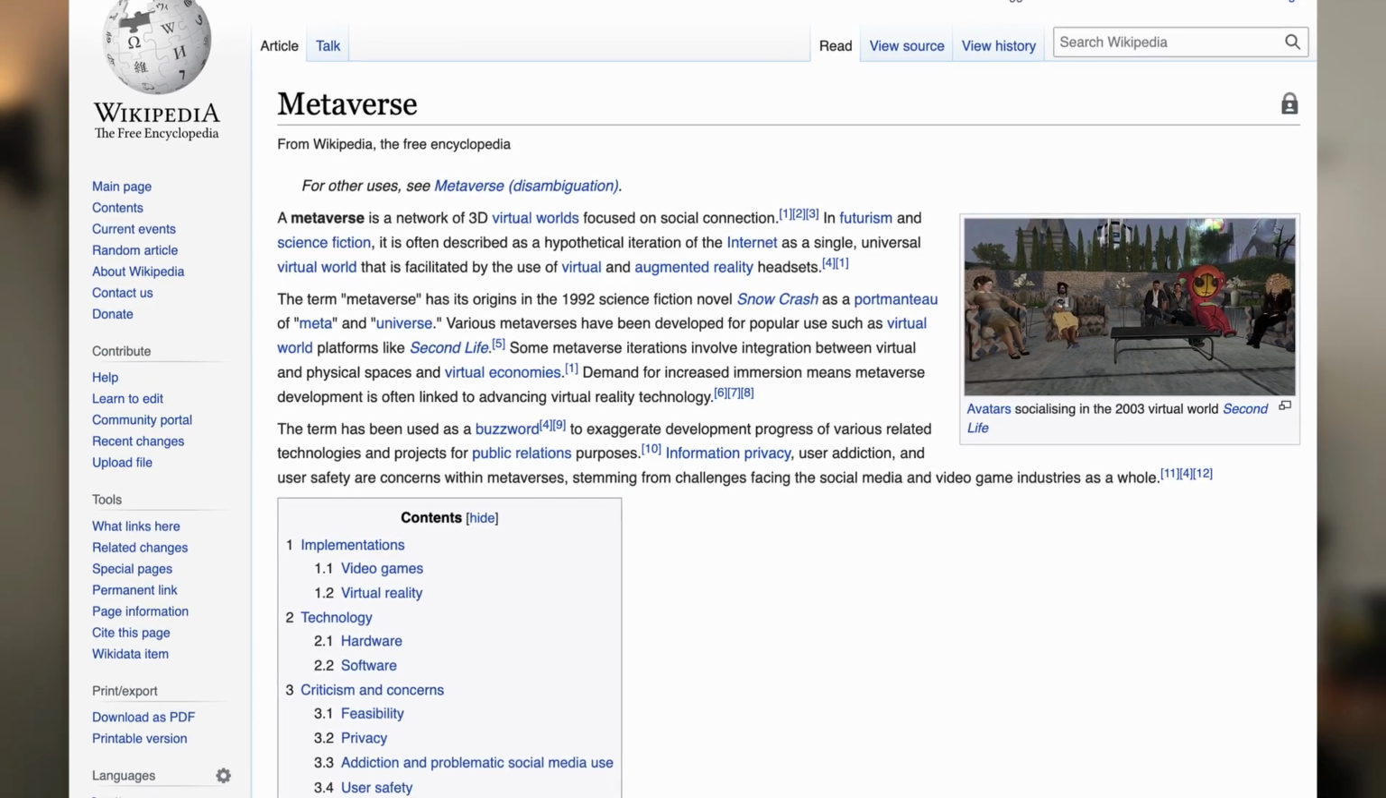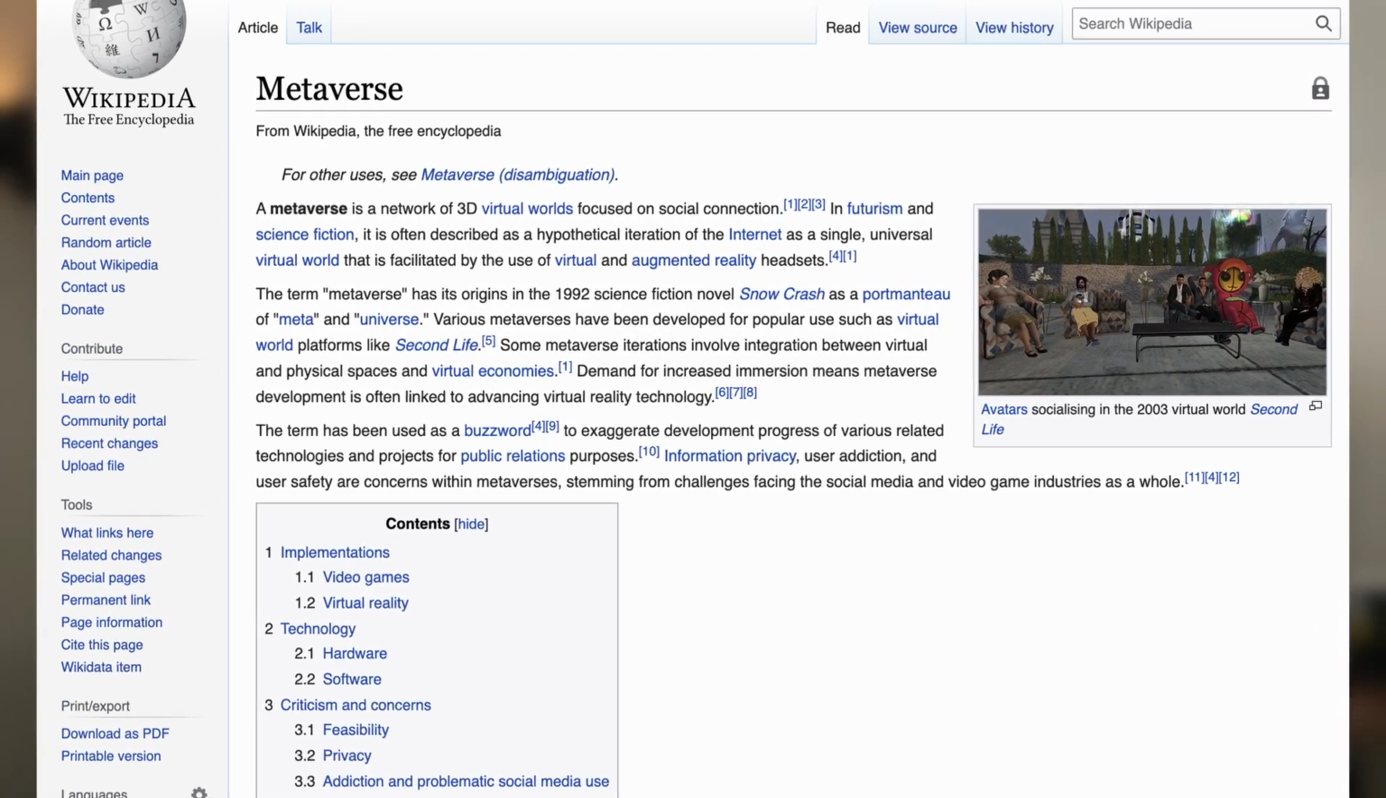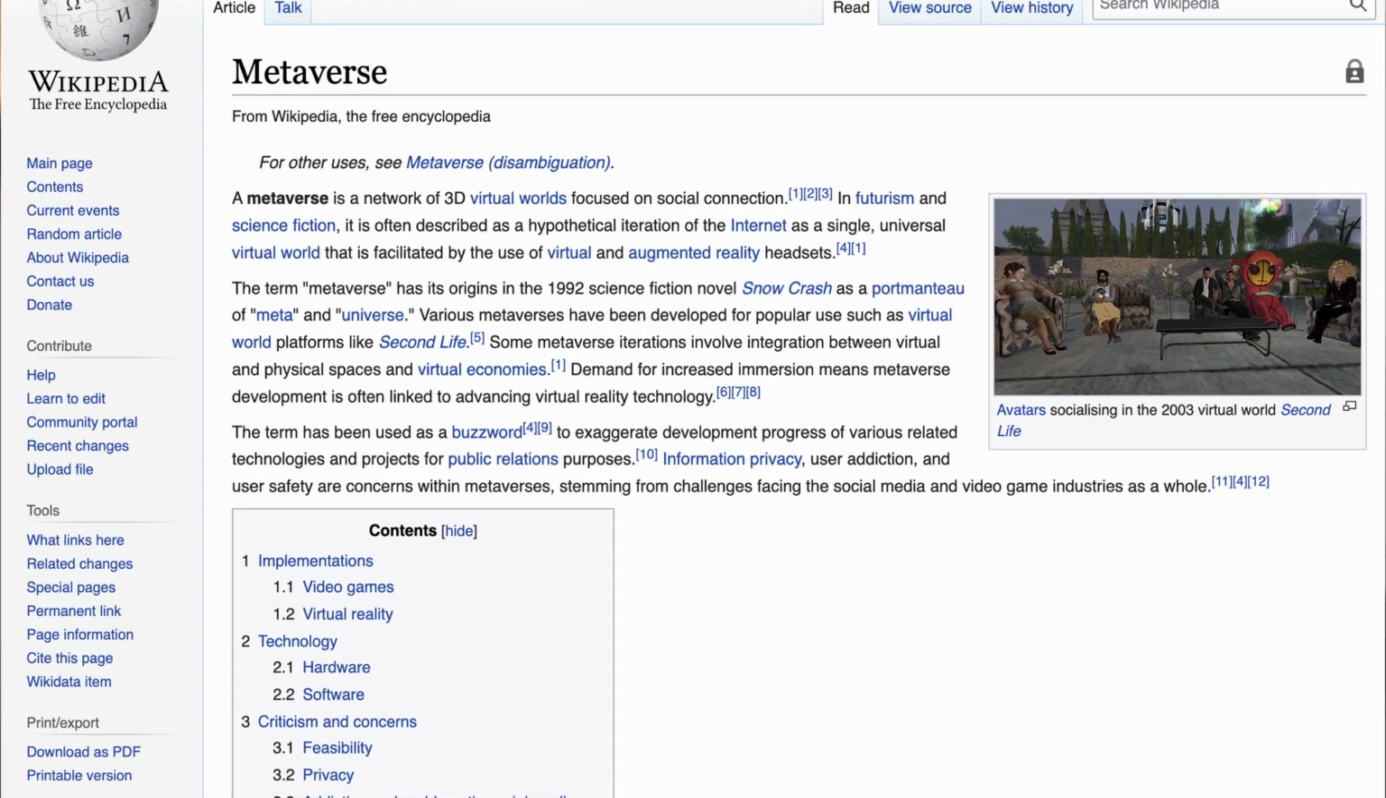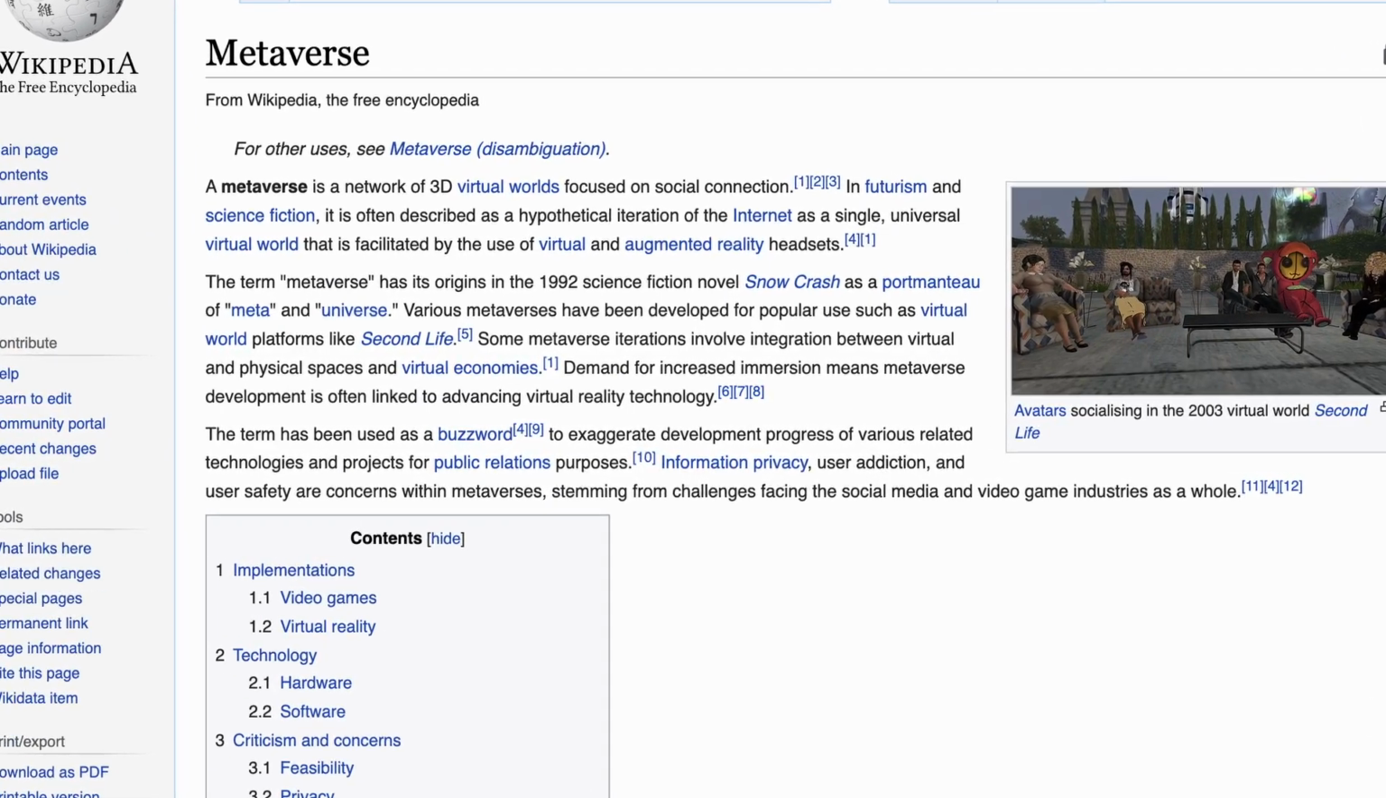So the first thing that we're going to start with is the definition of what the word metaverse means. According to Wikipedia, the metaverse, or a metaverse because there are different types, is a 3D virtual world network focused on social connections. Just last year, Facebook rebranded and decided that they were going to be focusing on the metaverse for the next 5 years. This is because they're focusing on the social connection side of the metaverse. And the metaverse actually has two main sides, and I'll talk about them in just a bit.